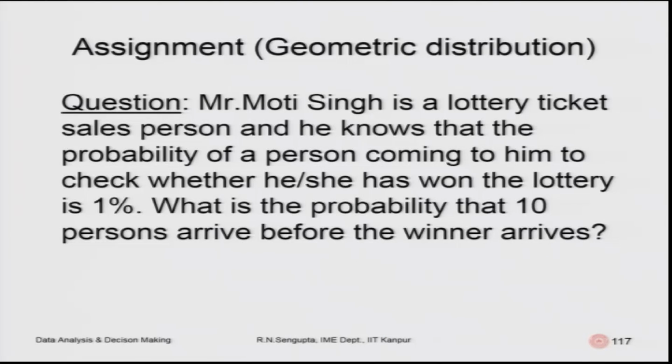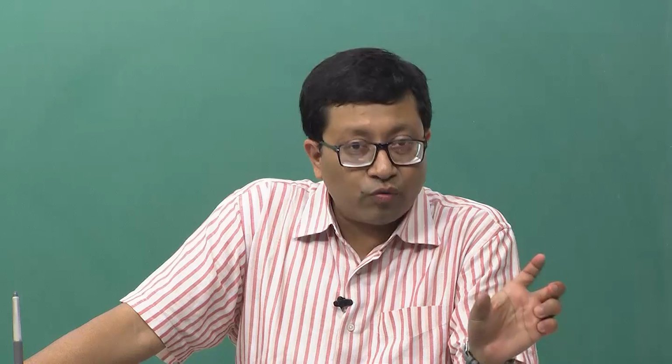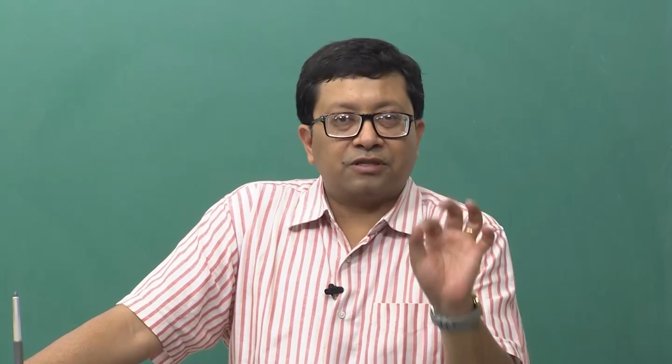Assignment for the geometric distribution. So, the question is like this: Mr. Moti Singh is a lottery ticket salesperson and he knows that the probability of a person coming to him having won the lottery is 1%. What is the probability that 10 persons arrive before the winner arrives? So, in this case, the probability of winning is 1%, which is 0.01, non-winning is 0.99, and what is the probability that 10 persons arrive before the winner arrives? That means 10 persons who have not won have already arrived, and the 11th one is a person who has won.